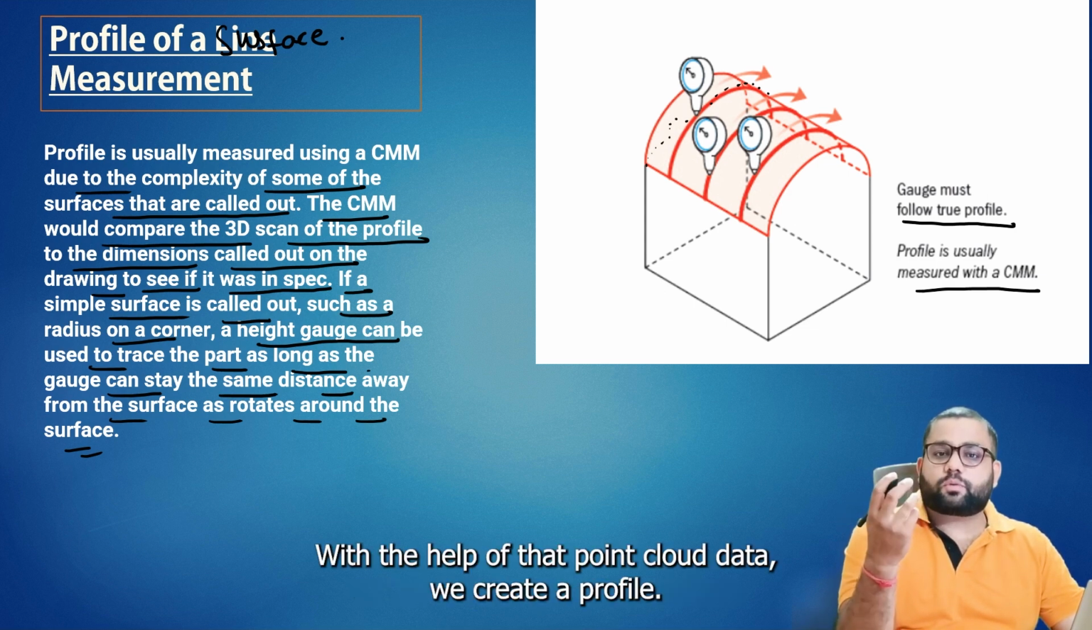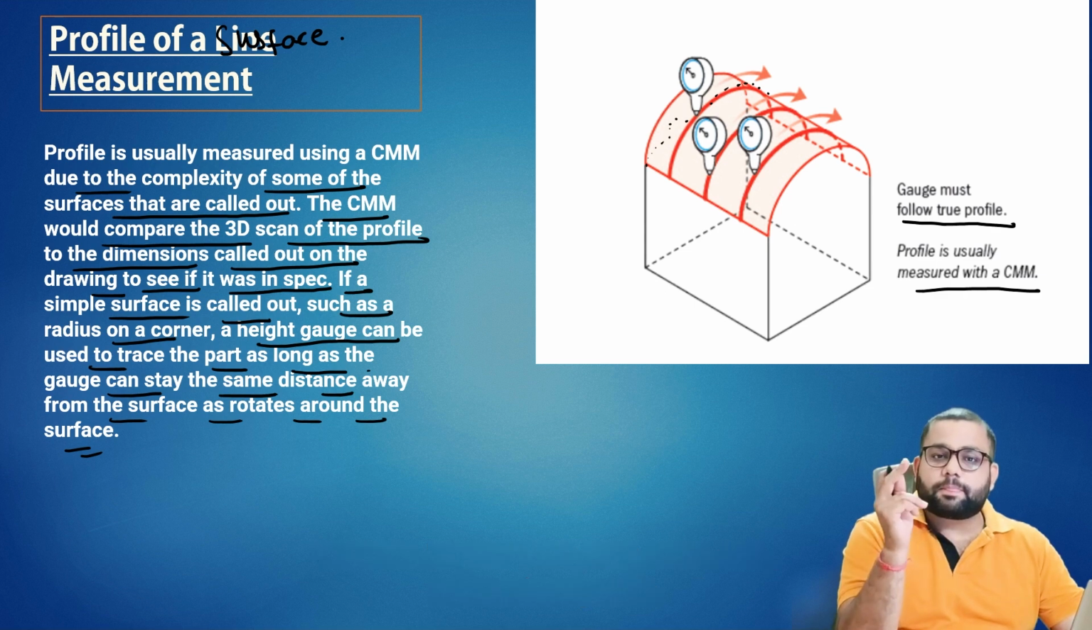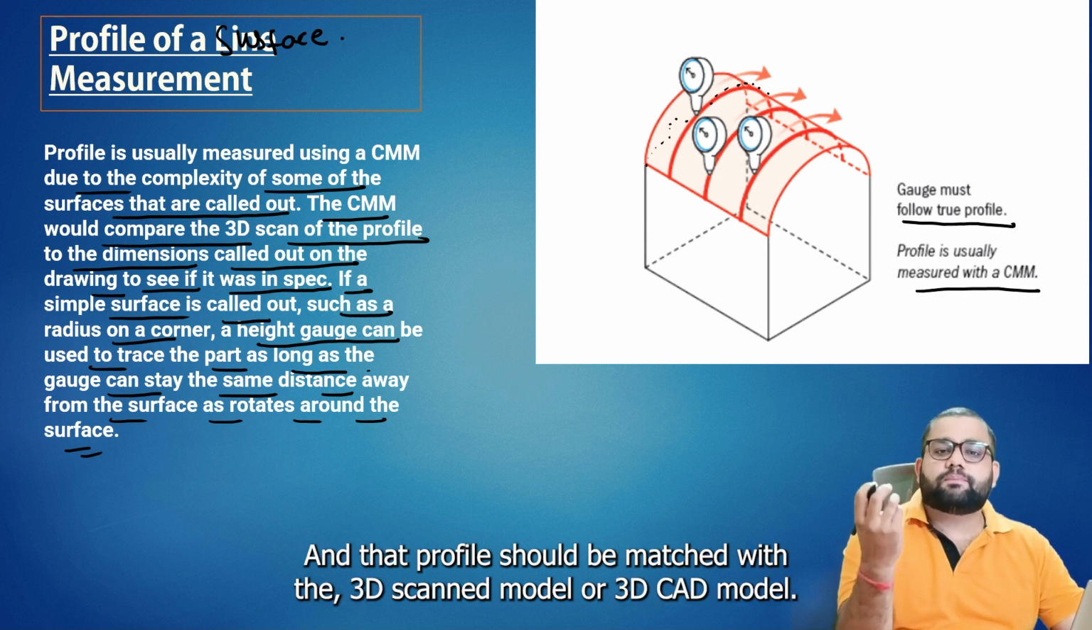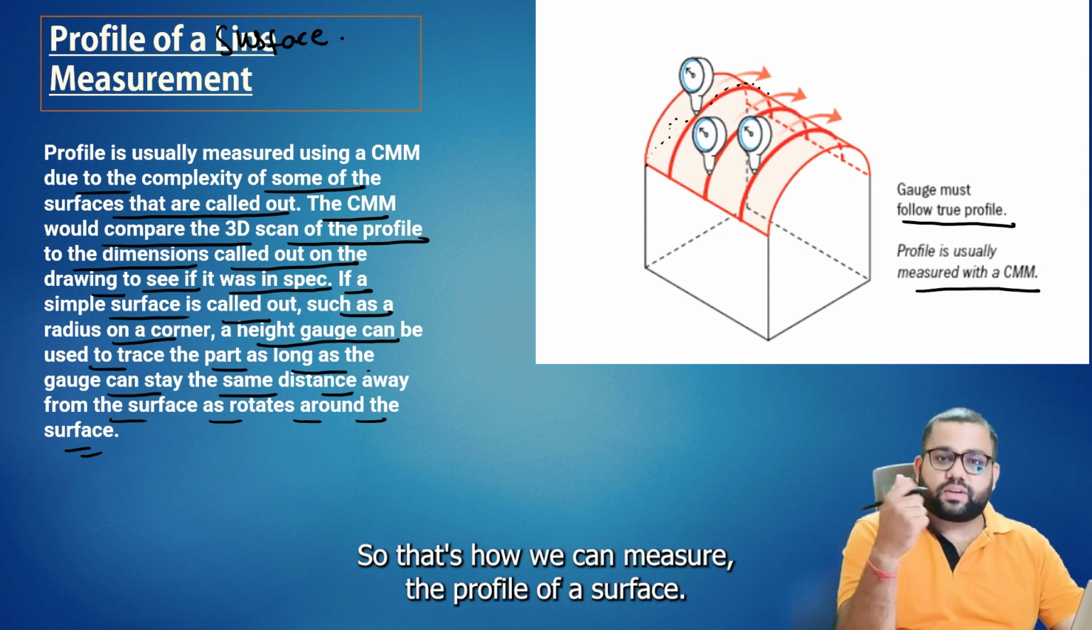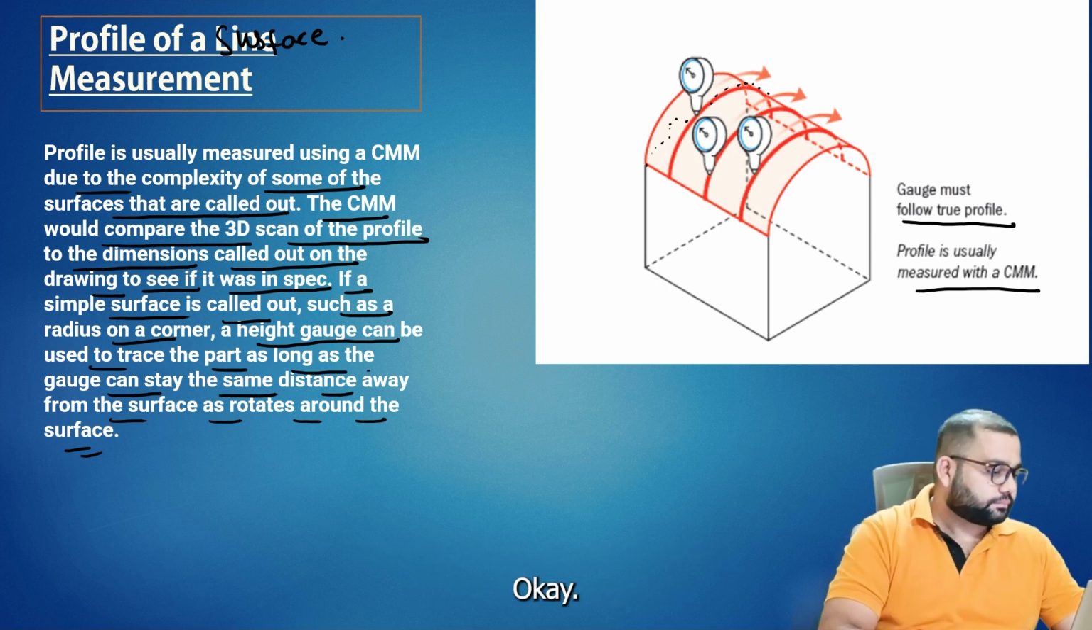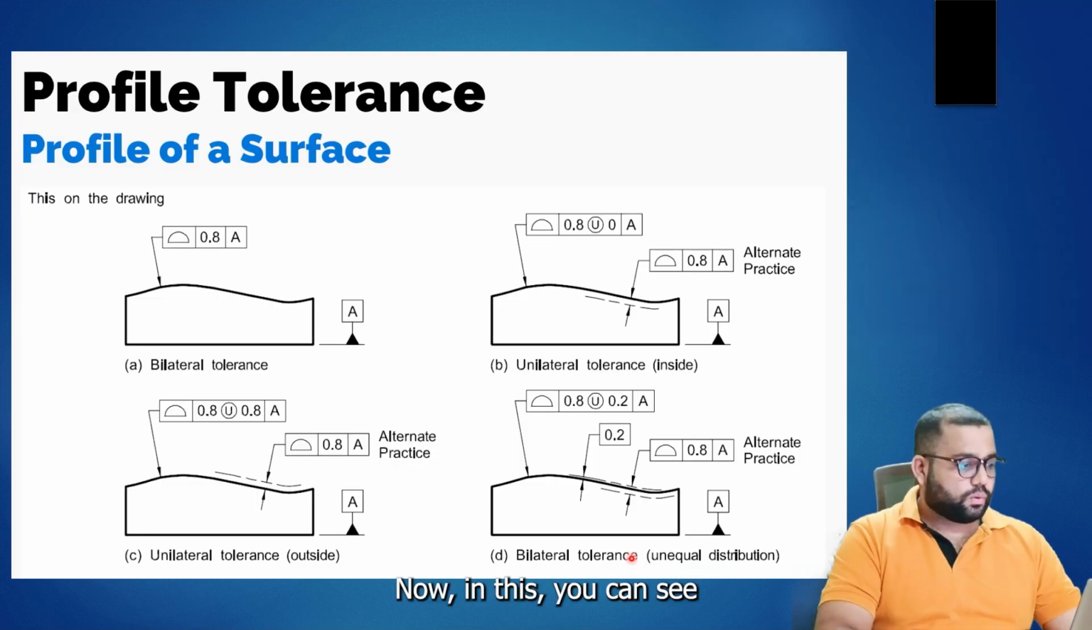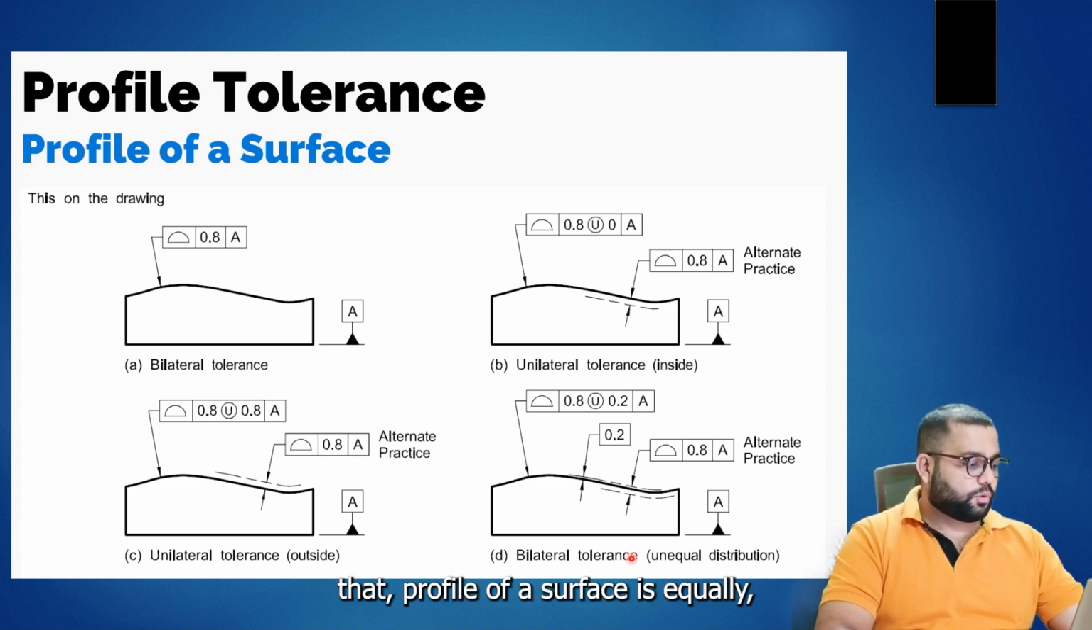With the help of that point cloud data, we create a profile, and that profile should be matched with the 3D scan model or 3D CAD model. Okay, so that's how we can measure the profile of a surface. Now in this, you can see the profile of a surface, equally disposed.